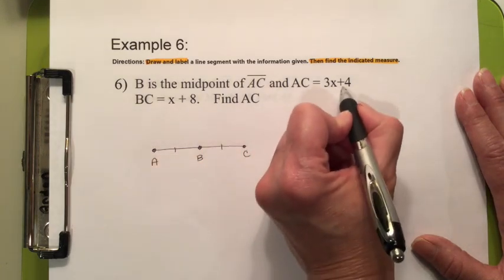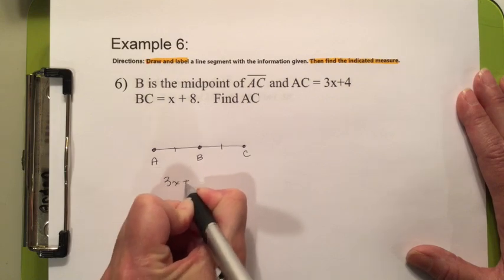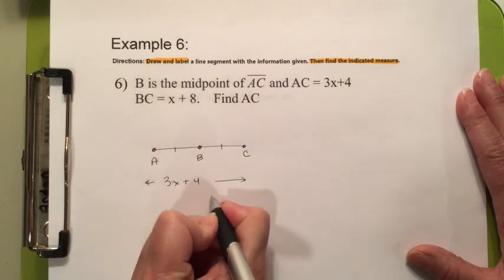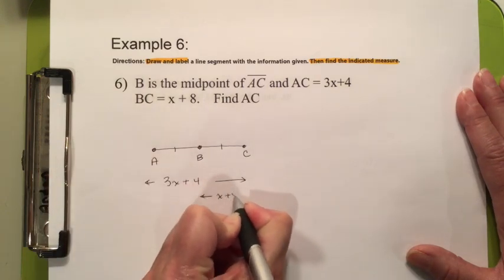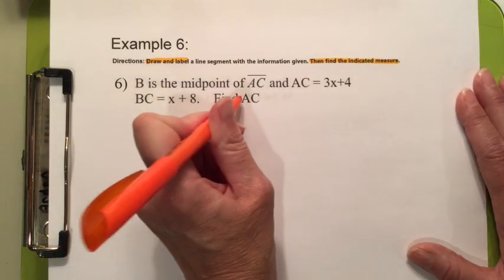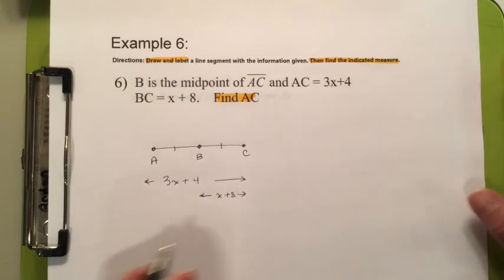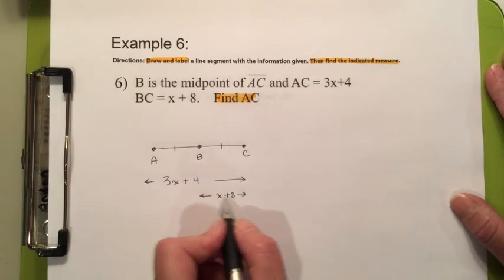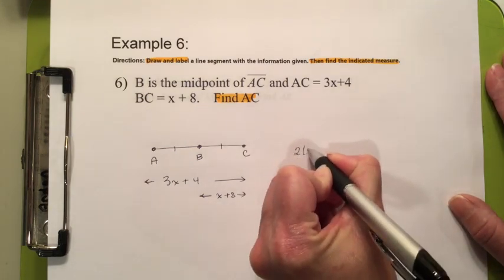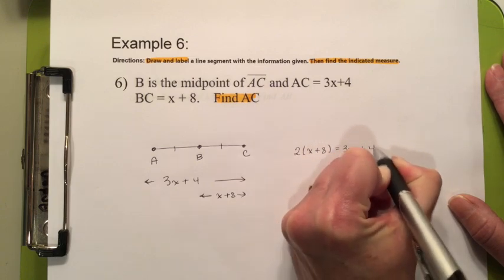So I could mark my notation like that so I remember that they're congruent. And then AC, the whole thing, is equal to 3x plus 4. That goes to the whole distance. And BC is x plus 8. Find AC. So it's not asking me just to find x. I have to find the measure of the whole. So I can have x plus 8 plus x plus 8 is equal to 3x plus 4. Or once again, I can write it as 2 times the little guy is equal to 3x plus 4.